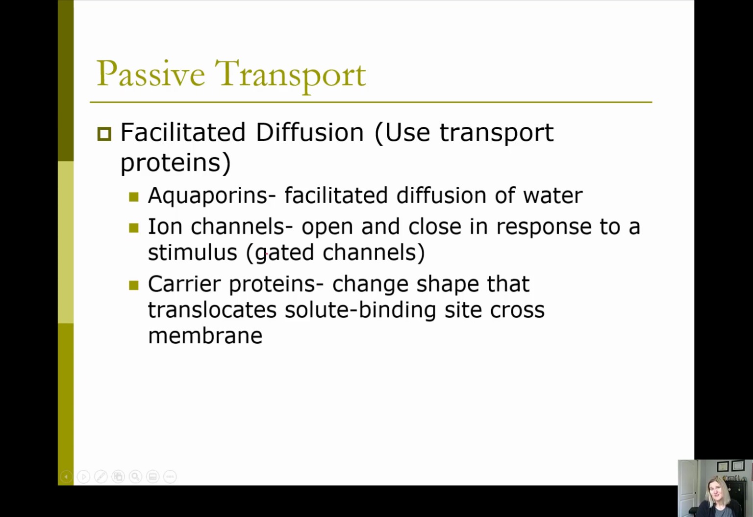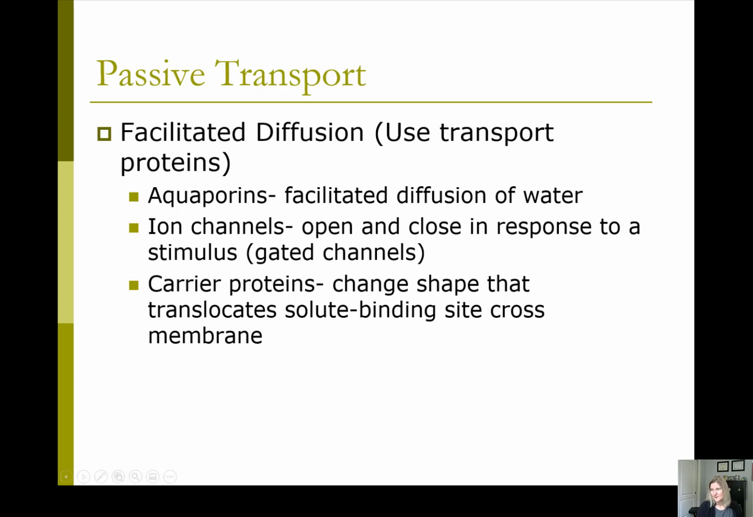Or we can have ions. So an ion, we might have certain ions entering or leaving the cell with its concentration gradient based on some sort of gated channel that will open due to a stimulus. And then the Amoeba Sisters video talked about those carrier proteins where it will change the shape in order for something to pass through.